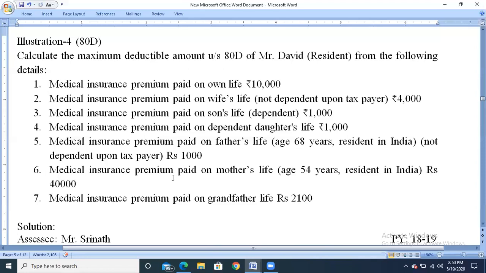Next, medical insurance premium paid on mother's life, age 54 years. So it is less than 60 years. So she is not a senior citizen. Resident in India, rupees 40,000.